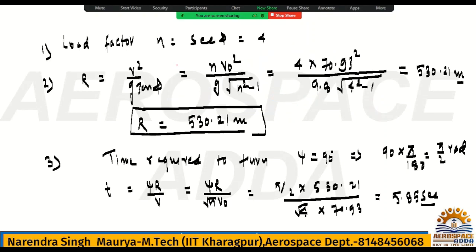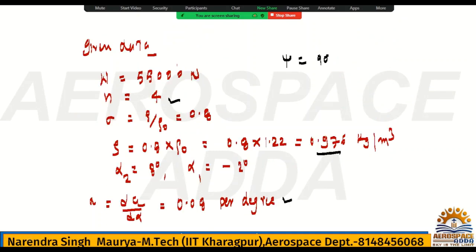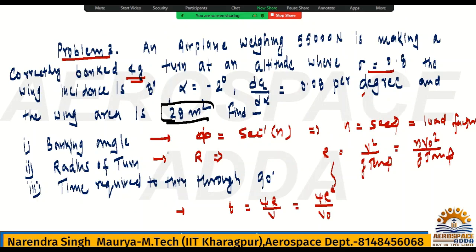This problem was changed a little bit, in that the slope and angle of attack were given. I have explained it so that if the problem is asked like this, you can answer it. Again, here we calculated three values: banking angle, radius of turn, and time required to turn. But in the examination, the problem will be very small. One or two values will be asked, not more than one or two, right?